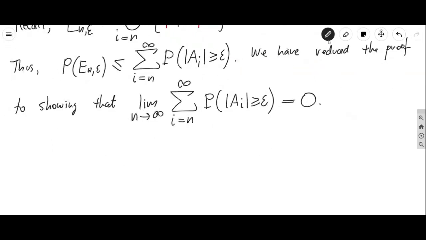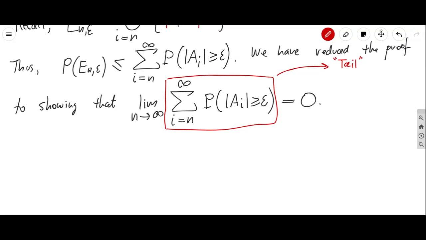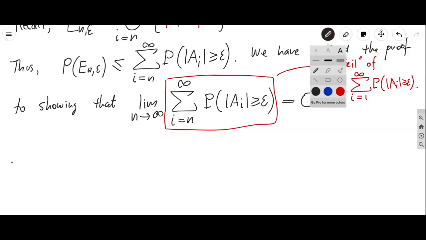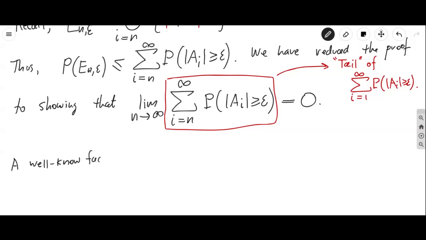Now, what you should realize about this is that whatever this thing is, this is the tail of the infinite series that goes from 1 to infinity, and the sum of these probabilities. That's what that is. That is the tail. And this is just a well-known fact about infinite series.